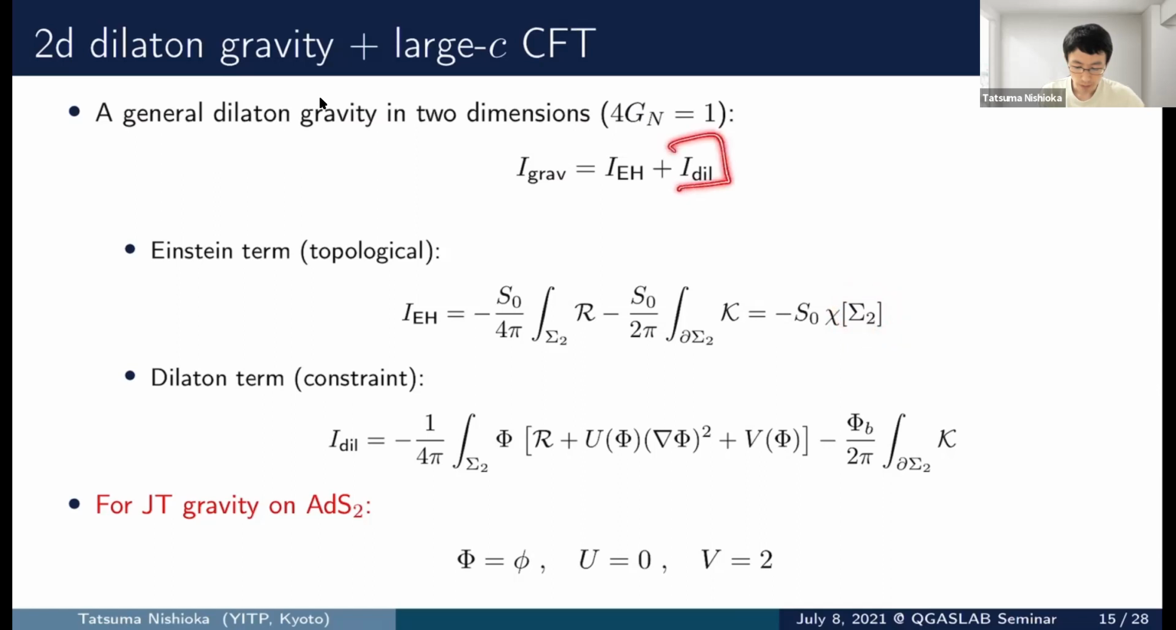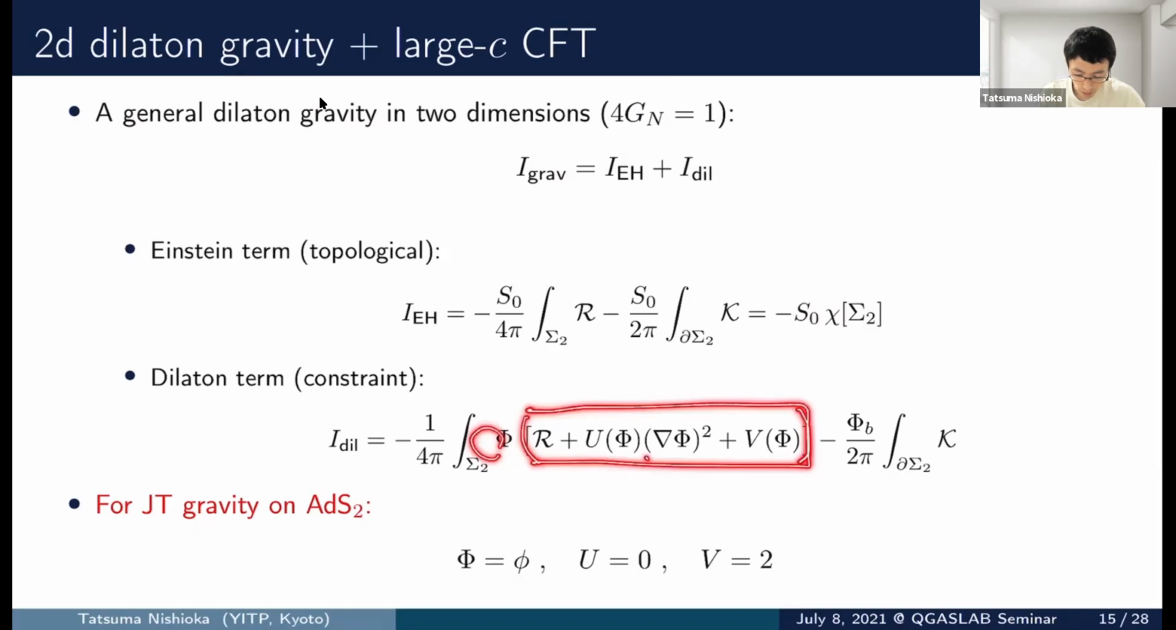The second part comes from the dilaton term. The dilaton term gives you some constraints. Without this term, the theory only depends on the topology of your spacetime, which is just some two-dimensional surface. But now we want to have some constraint. The dilaton term just acts as a constraint because phi, the dilaton, multiplies this factor. So the equation of motion for phi gives a constraint: this term must vanish. So this is a constraint imposed on this theory.